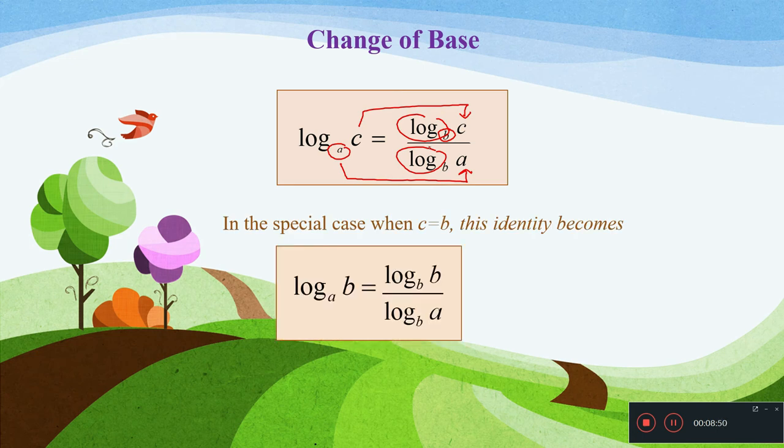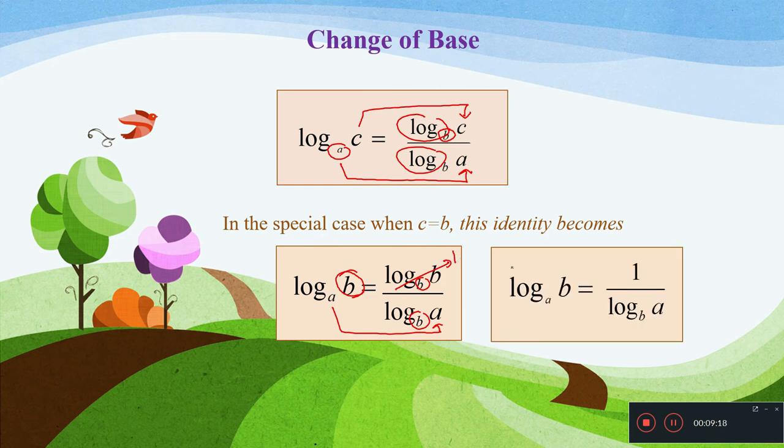But let's say we want to change the base to the same number as B, so that means the numerator will be log B base B, and the denominator will be log A base B. Since log B base B is equal to 1, it's going to be 1 over log A base B. So these are the two formulas that you have to remember.